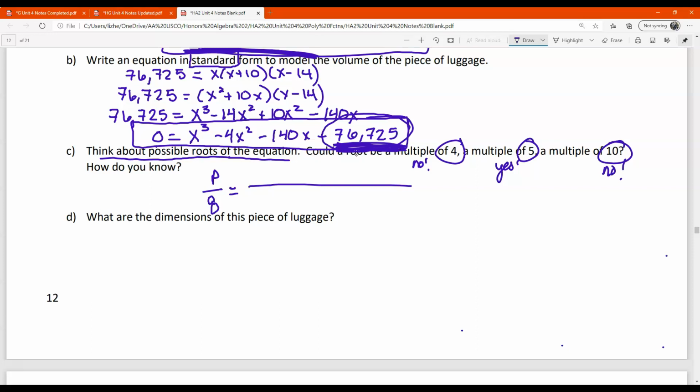All right, so you can narrow. This is where the benefit of P over Q is. Remember, the numerator is all the factors of this. The denominator is all the factors of your leading coefficient, which is 1.